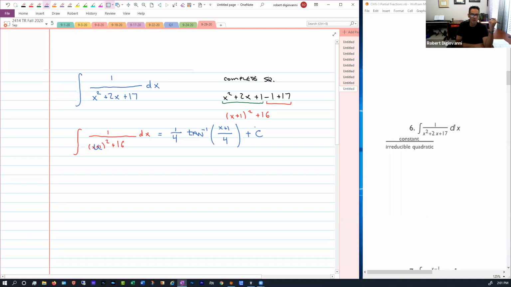So it actually turns out that formula 17 would work for this also, wouldn't it? Mhm. Formula 17 would work. We have to complete the square first, then we have to realize that what's in here is kind of like a u, and so it basically looks like a 1 over u squared plus a squared, so we go to the formula 17. That will work for irreducible quadratics on the bottom and a constant on top.